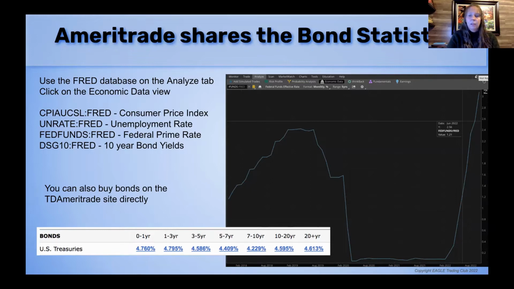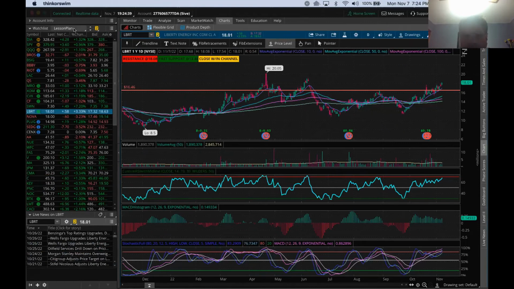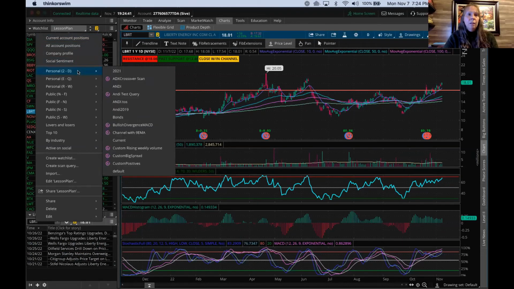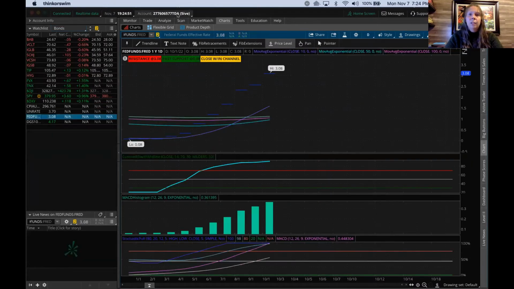Let's see. Is this on Thinkorswim, Andy? Not buying the bonds themselves, but this tab, the FRED. Yes, let me pull this up. Hold on. Let me go to bonds here. So, okay, here's FRED.